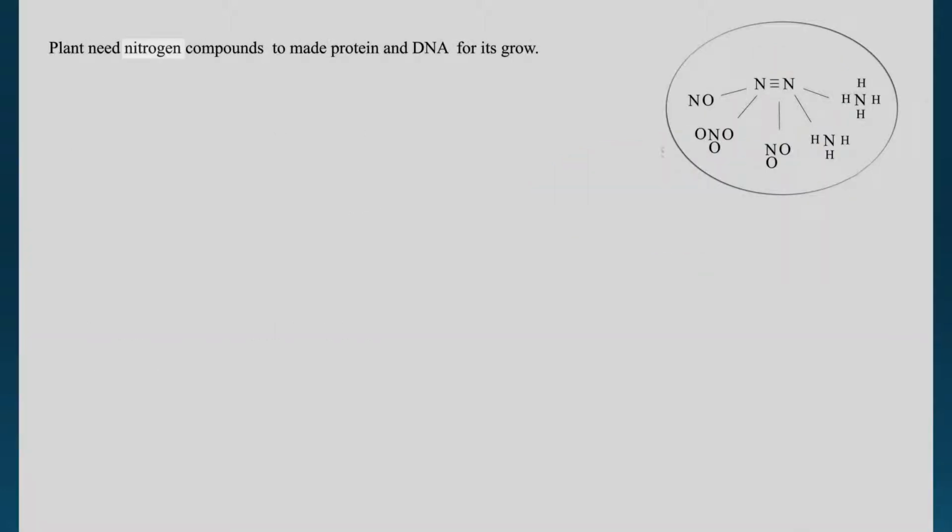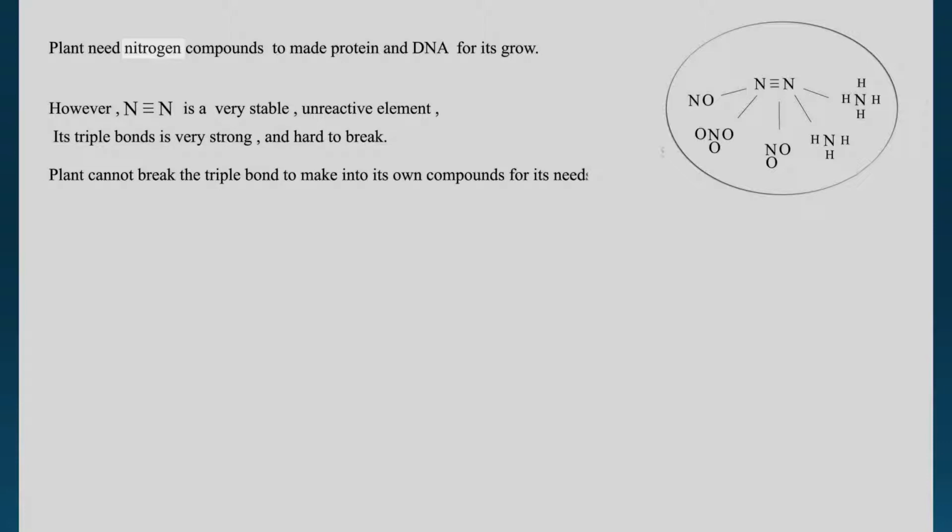Plants need nitrogen compounds to make protein and DNA for growth. If the plant doesn't have enough nitrogen compounds, it will grow very slowly. If you look at DNA and protein, you find that those molecules have a lot of N atoms in them, this nitrogen.